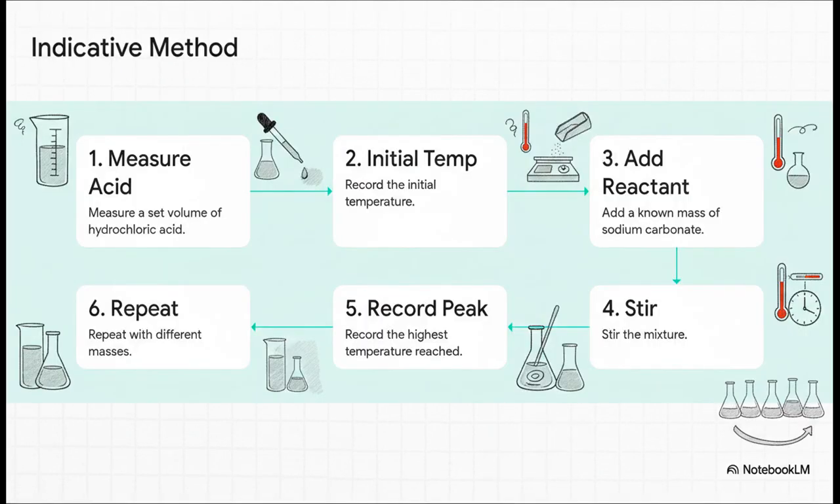And here's what the mark scheme is looking for. It's all about a logical sequence of actions. Step 1, you measure out a set amount of acid. 2, you record its starting temperature. 3, you add a specific, known mass of your sodium carbonate. 4, give it a good stir. 5, you watch that thermometer and record the highest temperature it hits. And finally, step 6, you do it all over again with different masses. See? It's a clear, repeatable process.